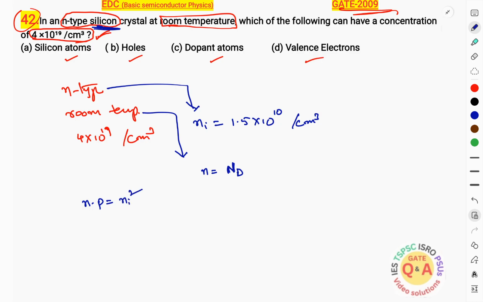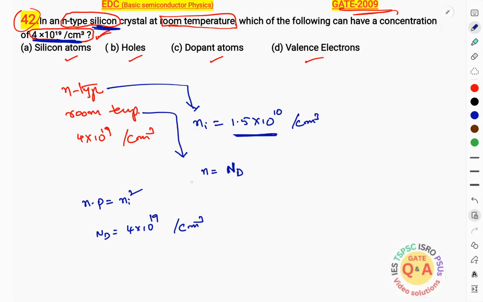From this, we treat the given 4 into 10 power 19 as more than the intrinsic carrier concentration. The intrinsic carrier concentration is 10 power 10 only, but he has given a carrier concentration of 10 power 19. So we will treat the given concentration as the number of doped atoms, meaning Nd. Nd is equal to 4 into 10 power 19 per centimeter cube.